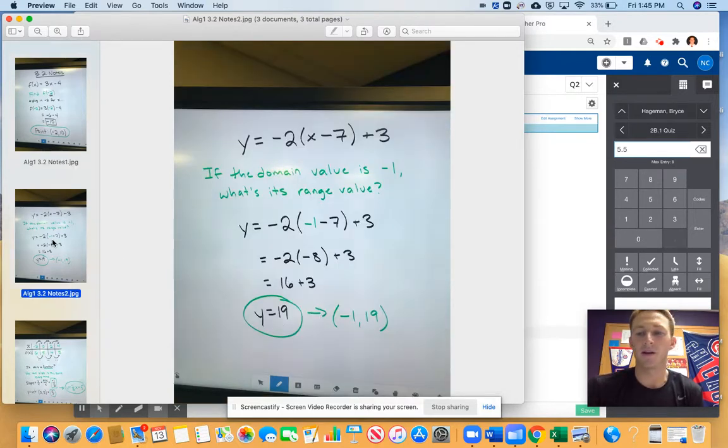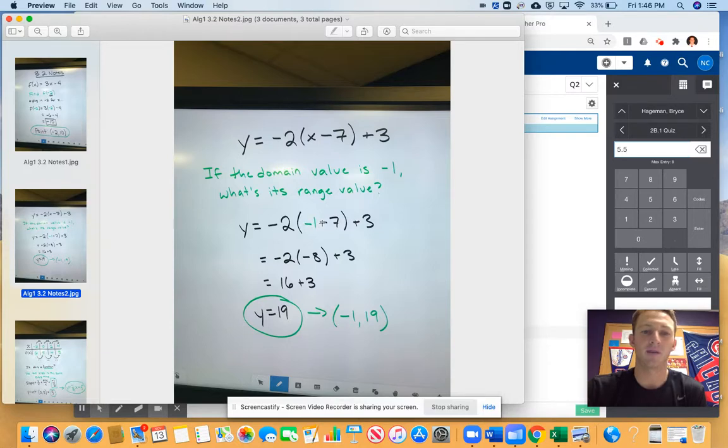Same kind of thing right here, just different wording. We have y, or f of x, equals -2 times x minus 7 plus 3. We're saying if the domain is -1, so if the x value is -1, that's just a different way of saying it. What's the range value? So when we plug in -1 for x, what is our y? That's all that this is asking. So let's take that -1 and plug it in for the x right here.